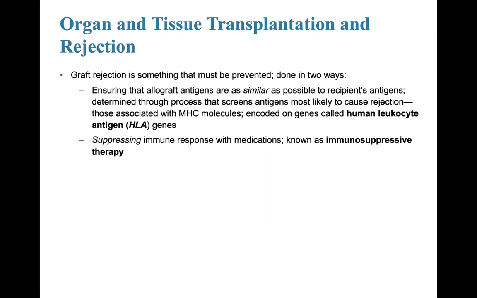The first is ensuring that the allograft antigens are as similar as possible to the recipient's antigens. This is determined through a process that screens antigens most likely to cause rejection, those associated with MHC molecules encoded by genes called HLA genes. The second way that we can help to prevent rejection is suppressing the immune response with medications. These are known as immunosuppressive drugs. Transplant patients most likely will remain on immunosuppressive drugs for their entire life. However, immediately following surgery, the drug levels are pretty high, and they do try to titrate these back down as time progresses.